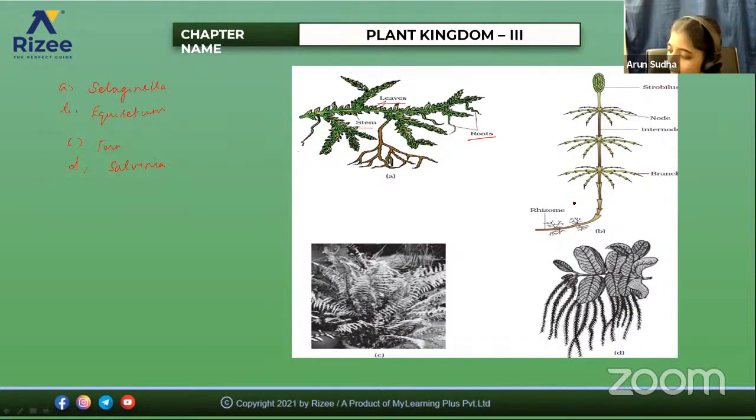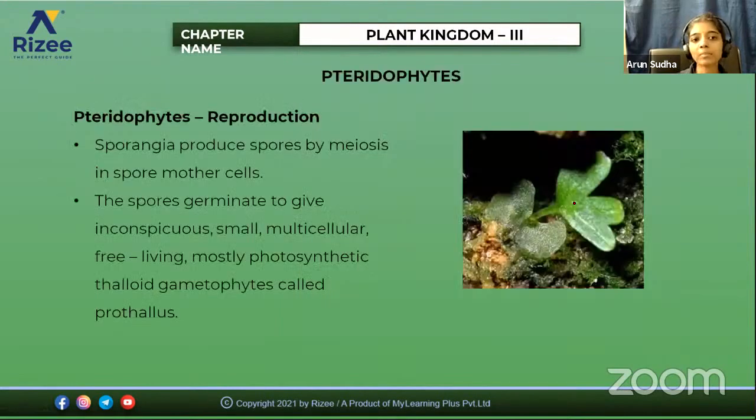Next, we'll see in detail how reproduction takes place. The sporangia produce spores by meiosis in spore mother cells. Yesterday we saw in detail the reproduction in bryophytes, and there is a similar process: we saw what spore mother cells are and how the spores are formed. So how are the spores produced? By meiosis, a reduction division, in spore mother cells. These spores germinate to give an inconspicuous, small, multicellular, free-living, mostly photosynthetic, thalloid gametophyte called the prothallus.